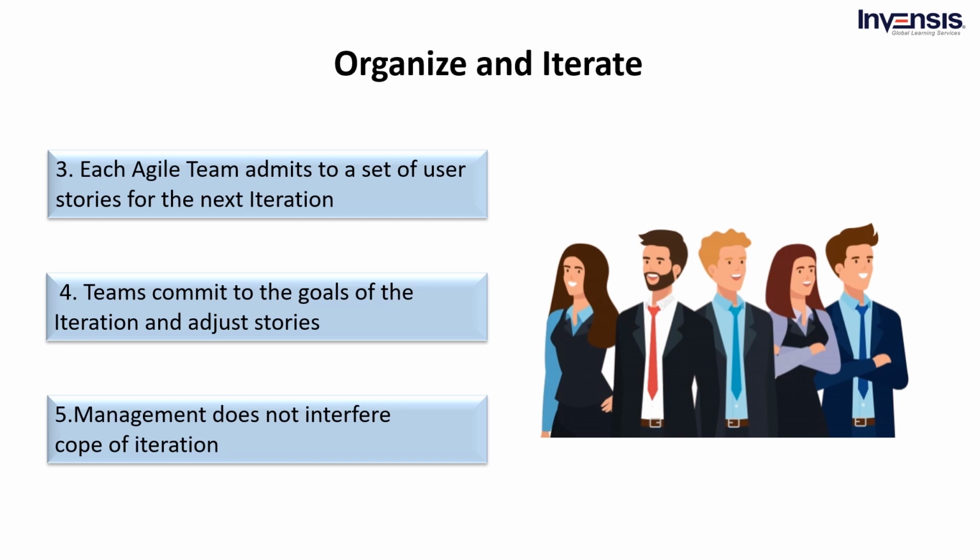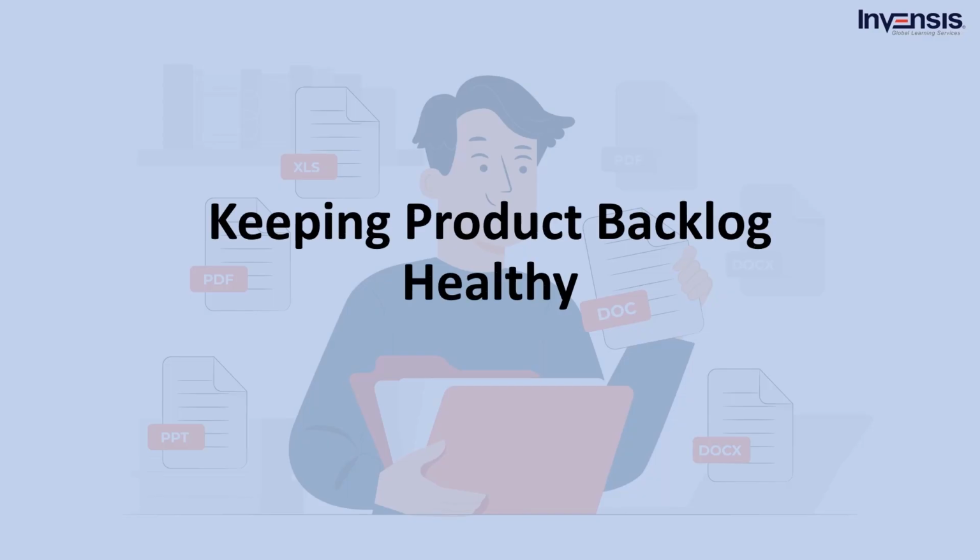The iteration backlog and goals are based on the team's capacity and consider each story's difficulty, size, and dependencies on other user stories. The teams commit to the goals of the iteration and adjust stories as necessary to achieve the larger purpose at the end of planning. In return, management does not interfere or adjust the scope of the iteration, allowing the team to stay focused. To keep the backlog healthy.